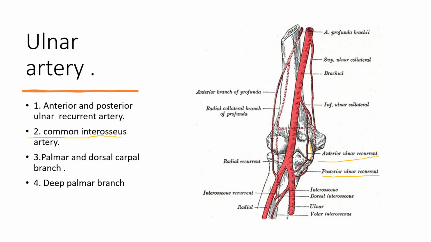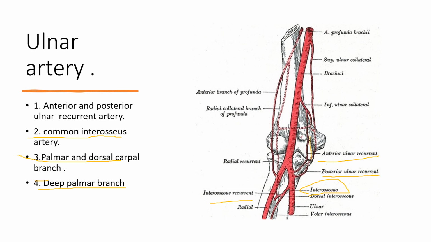You can see in the diagram, this is the interosseous artery. And this interosseous artery again divides into the anterior and the posterior interosseous arteries, which are not shown in this diagram. Now the palmar and dorsal carpal branches are also branches of the ulnar artery, and the last one is the deep palmar branch.